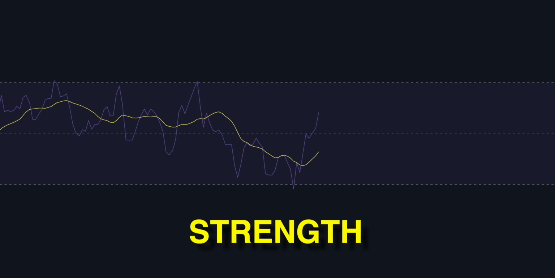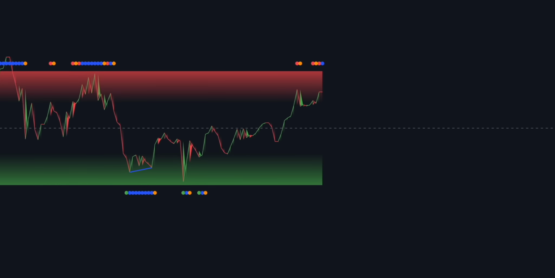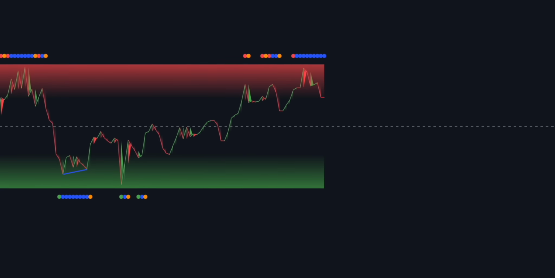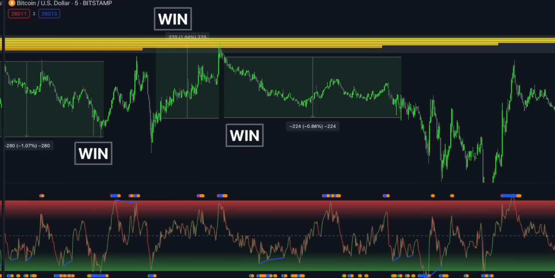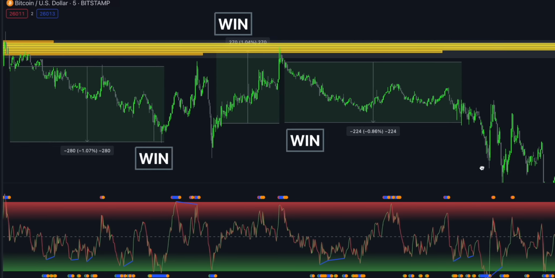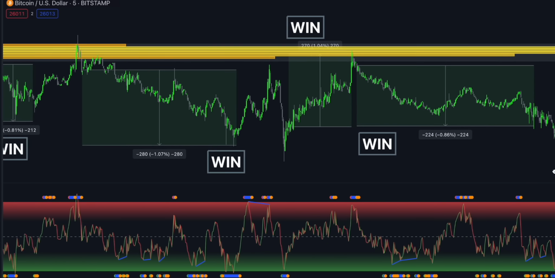Stop using the Relative Strength Index. Try this Supreme RSI Indicator instead. This tool might appear similar to RSI, but its signals are 10 times more accurate. Take a look at these profits this indicator generated on Bitcoin on the 5-minute chart. These trades have all been successful.